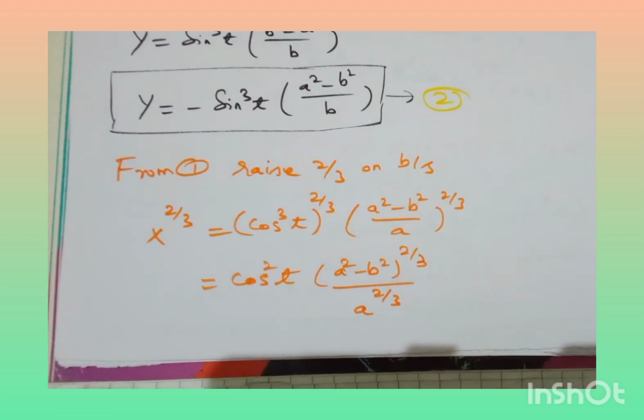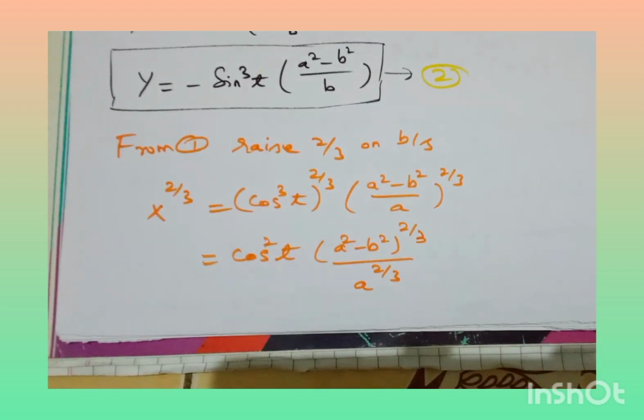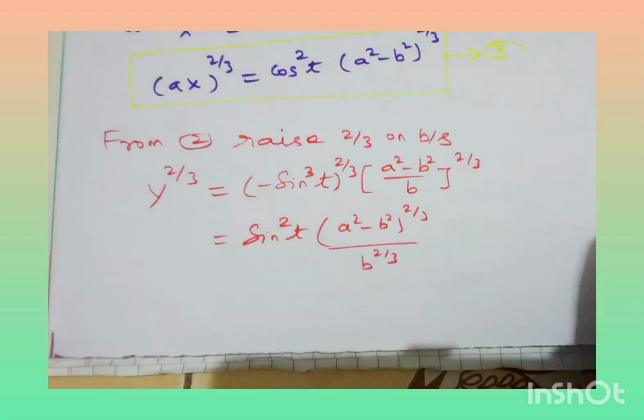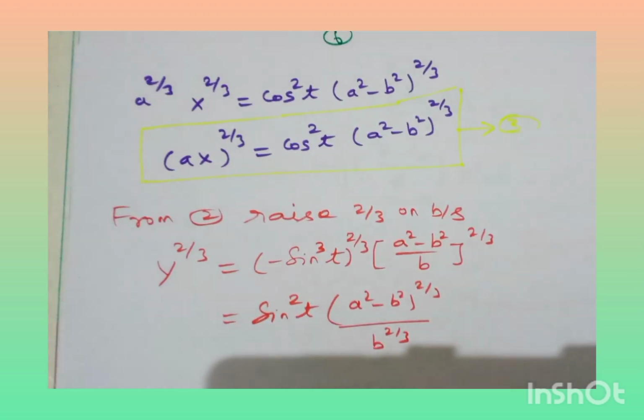So raise 2 by 3 on both sides. So x power 2 by 3, cos cube t power 2 by 3, a squared minus b squared by a power 2 by 3, cos squared t, so a squared minus b squared power 2 by 3, and then a power 2 by 3. Okay, then this is a power 2 by 3, x power 2 by 3 cos squared t, a squared minus b squared power 2 by 3. So similarly we are going to raise 2 by 3 on both sides.